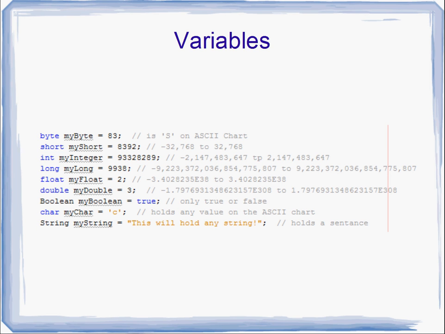It says if x is equal to 10, then set did win to true. That's where you would use a boolean. Then you have characters, which holds anything that would be on your keyboard.